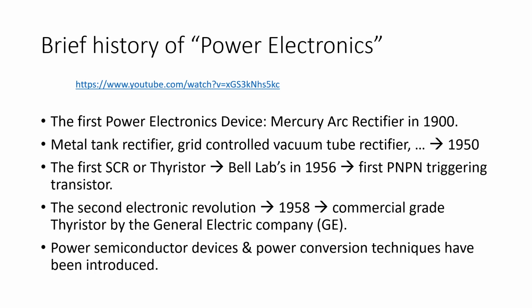Yes, so here is a little bit about the history of power electronics itself before I introduce the history of electricity. Actually, the first power electronic device, the so-called mercury arc rectifier, was invented in 1900. The next one, the metal tank rectifier. You see the term rectifier all the time. Then the grid-controlled vacuum tube rectifier. So what are rectifiers for? They convert from AC to DC. There are many devices powered by DC voltage, and the power from the grid is AC.